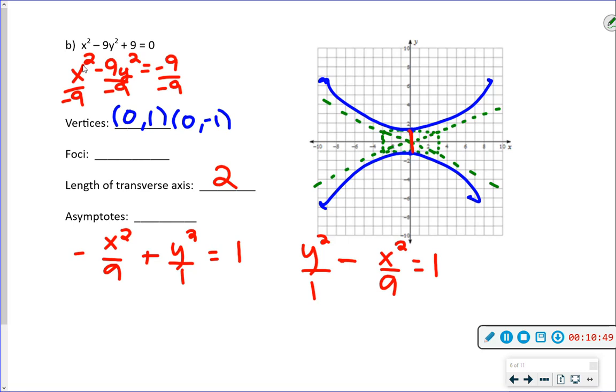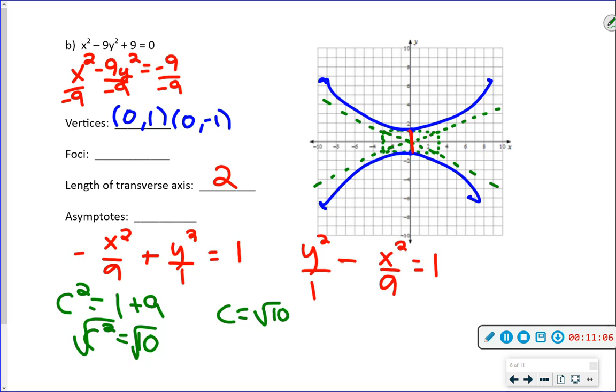Foci, my c² equation. And of course it's minus, so I know my foci equation goes to plus. So I'm going to do 1 plus 9 for 10. And we're going to square root that. Now, for me to mark that on the graph, you can see I got a cheat because I forgot what the square root of 10 is. I punched it in earlier. It's about 3.2, give or take.